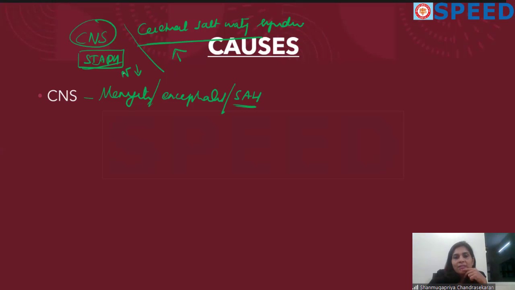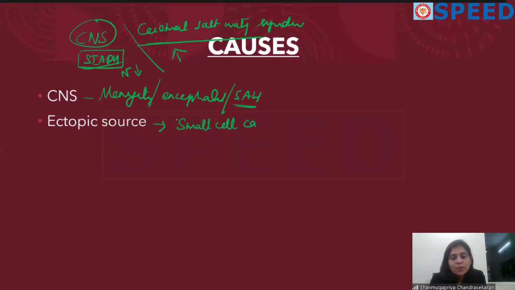For SIADH, it's water restriction. For cerebral salt wasting syndrome, you ask the person to take adequate fluid. This is about CNS causes. Then it can be an ectopic source of vasopressin. Most common ectopic source of vasopressin is observed in small cell carcinoma of lung. It's also observed in mesotheliomas, stomach cancer, pancreatic cancer. So that's about ectopic source.